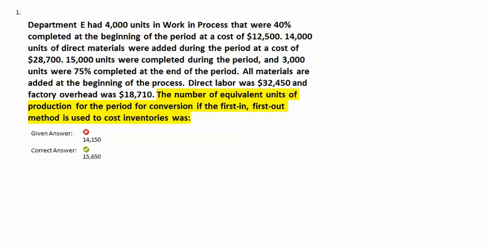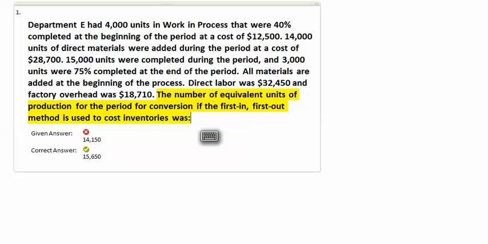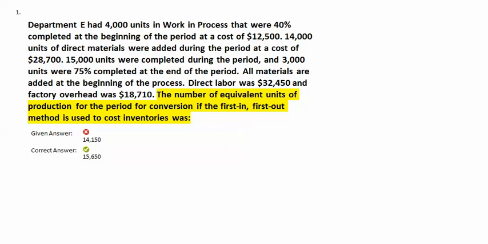Department E, change my color here, we'll go blue. Department E had 4,000 units in process that were 40% complete. So my beginning inventory is 4,000 at 40%. Okay? And then reading on, it has a cost of $12,500, I don't care. 14,000 units of direct material were added during the period at a cost of $28,700. I don't care about the cost.